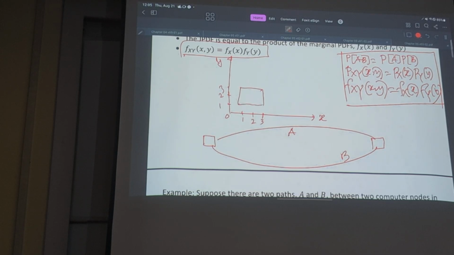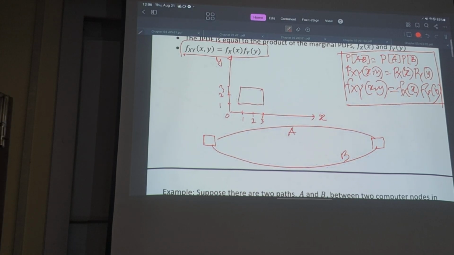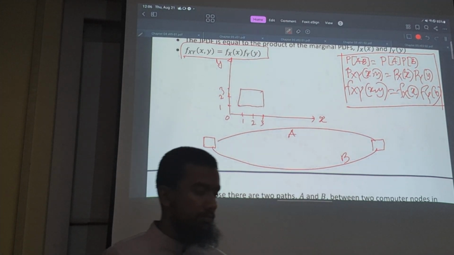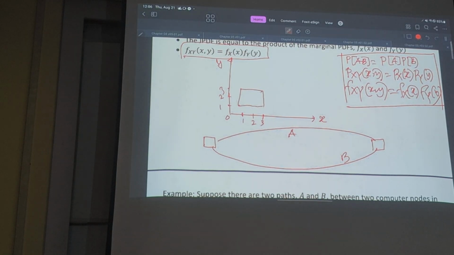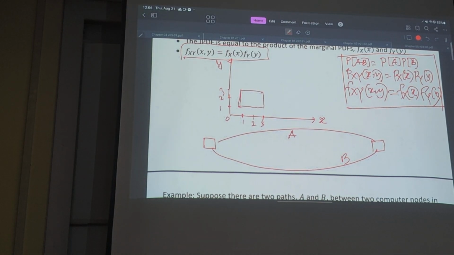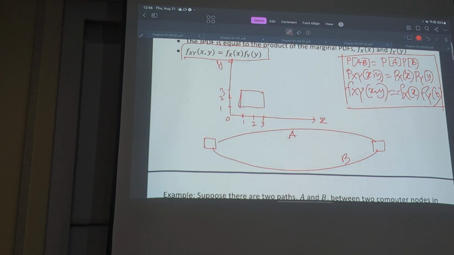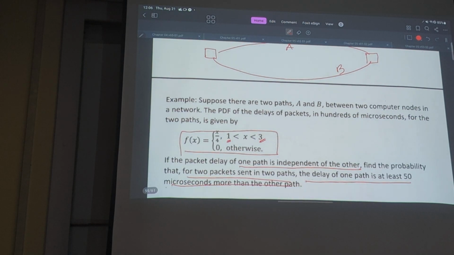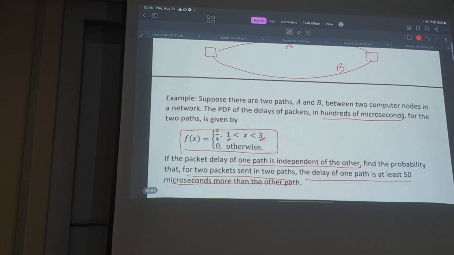X and y are defined for this, right? From 1 to, for which region the delay of one path will be 50 microseconds more than the other? And this one indicates what? 100 microseconds, right? Because instead of writing 100, it is written 1. Instead of writing 300, it is written 3, as we mentioned, that the unit is 100 microseconds. So 1 means 100 microseconds.